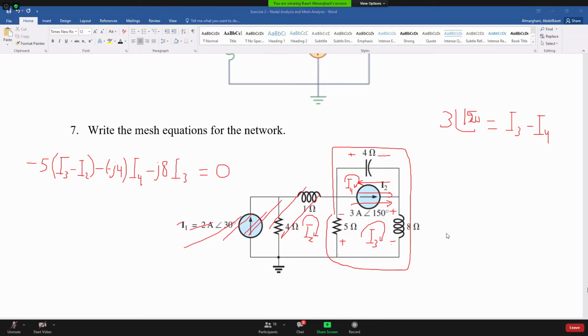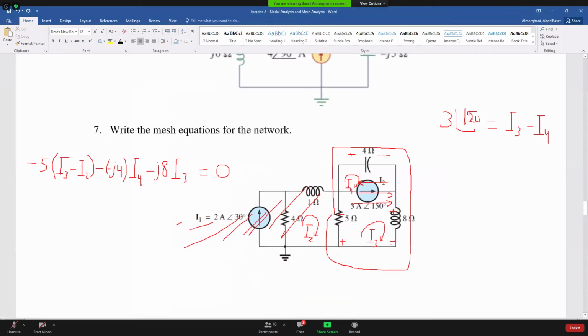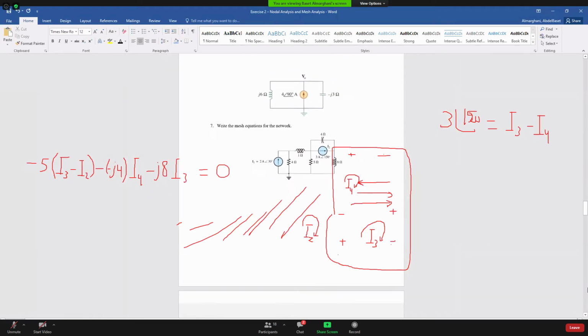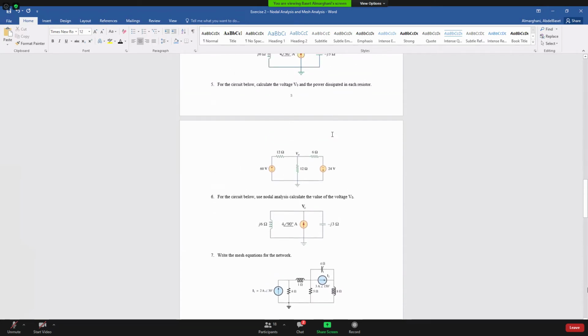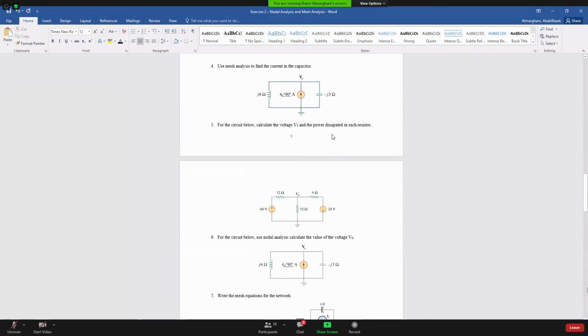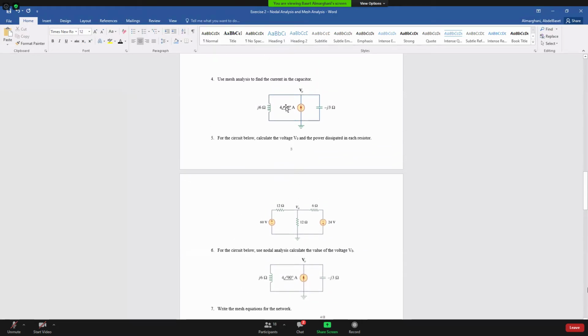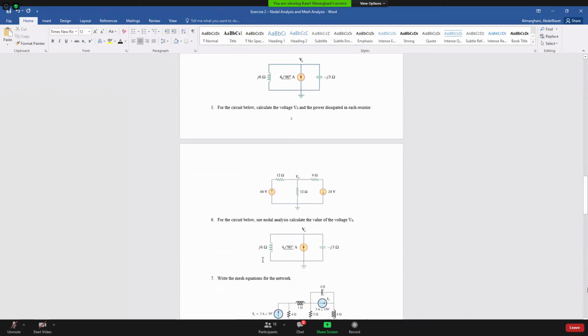Okay, so I'm going to go back a little bit to one more question before we go. I think that question should be maybe one of those. We did two meshes, we should do one nodal. Oh, this question is repeated. So question 6 is the same as question 4. So that question we should do here. Here it says do mesh analysis and here do it with nodal analysis. So it's the same question, but two different techniques. So we can do this question with both techniques, okay?